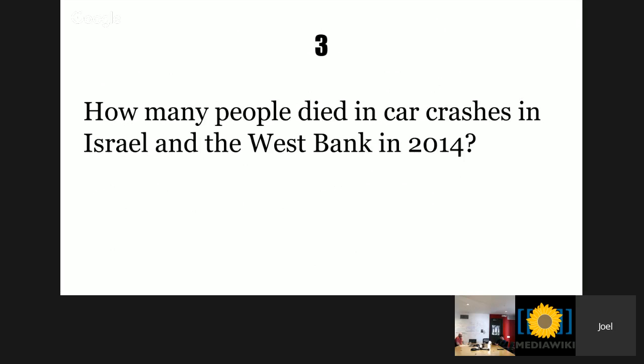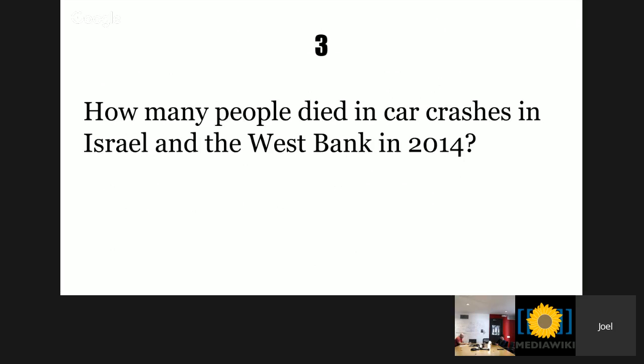Question 3, how many people, this is the total number of people, died in car crashes in Israel and the West Bank in 2014? Question 3, one last time. How many people died in car crashes in Israel and the West Bank in 2014?